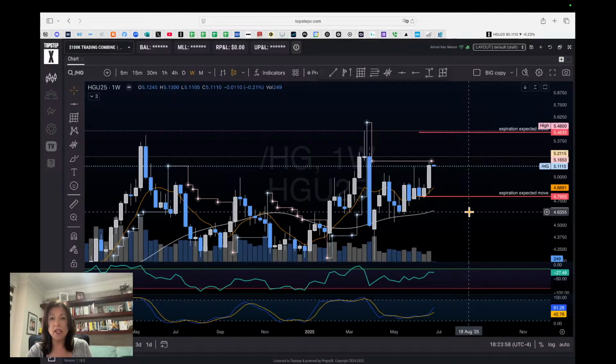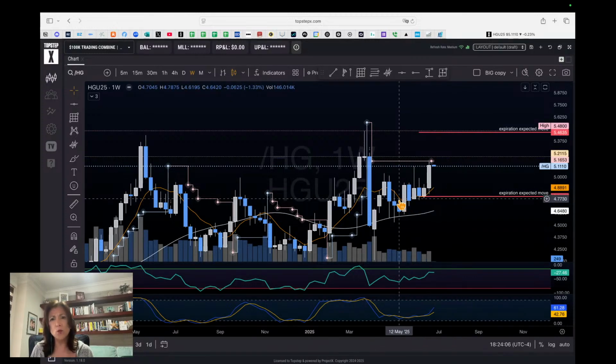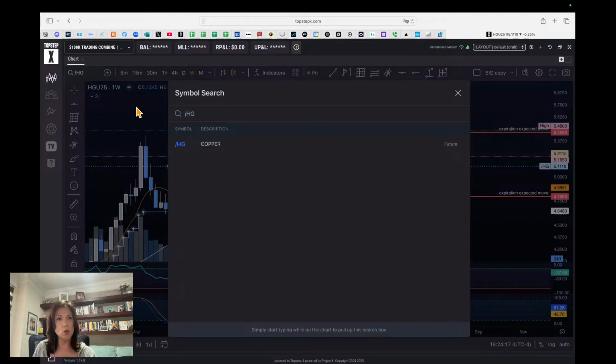That low expected move is where I would love to see an opportunity to buy. That's where I would like to go. It's got weeks and weeks of support. And if it retraces and comes into the center of the formation, I'm going to love it. So that's what's going on with copper.